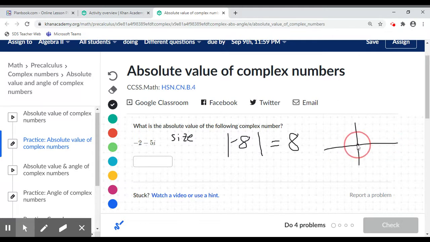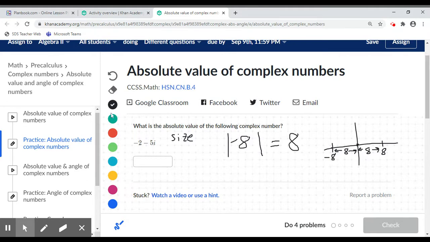So if I mark 8 on a number line, it is 8 units away from 0, right? If I mark negative 8 on a number line, it is 8 units away. It's not a negative distance, right? So when we think of absolute value, what we're thinking about is distance. We're thinking about a length.